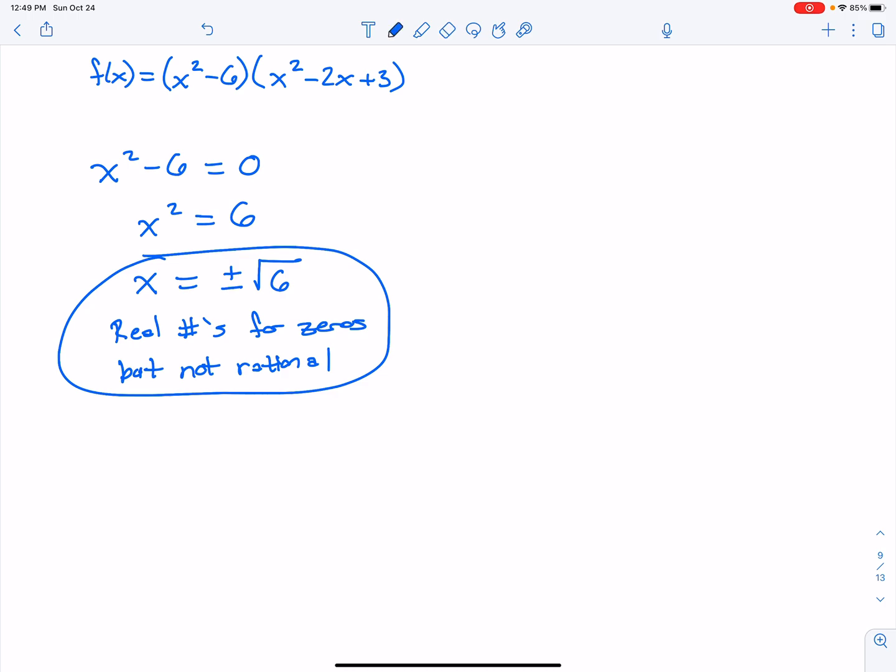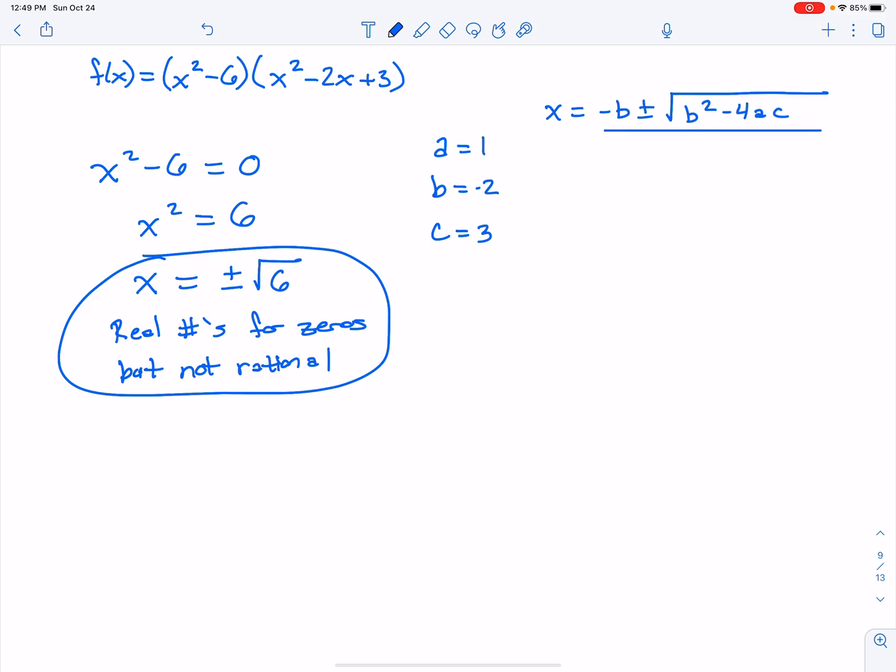So here on that, my a value is 1, my b value is negative 2, my c value is 3. My quadratic formula: x equals negative b plus or minus the square root of b squared minus 4 times a times c, all over 2a. When I plug in my numbers in the right places, this is going to become negative negative 2 plus or minus the square root of negative 2 squared minus 4 times 1 times 3, all over 2 times 1.